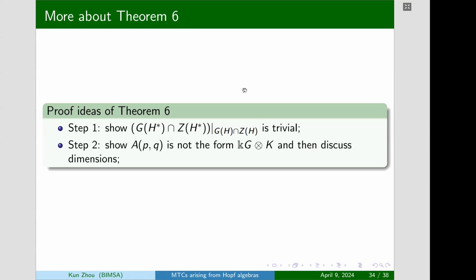The step 1 is to show that the intersection of GH star and ZH star acts on the intersection of GH and ZH trivially. That is to say, for any element alpha belonging to this set, and any element G belonging to this set, we have alpha of G is unity. Then we use step 1 to show that APQ is actually not of the form KG tensor K for any Hopf algebra K and any group G.